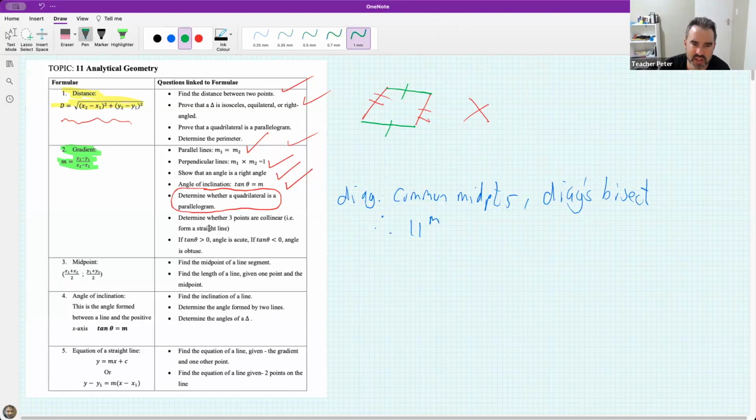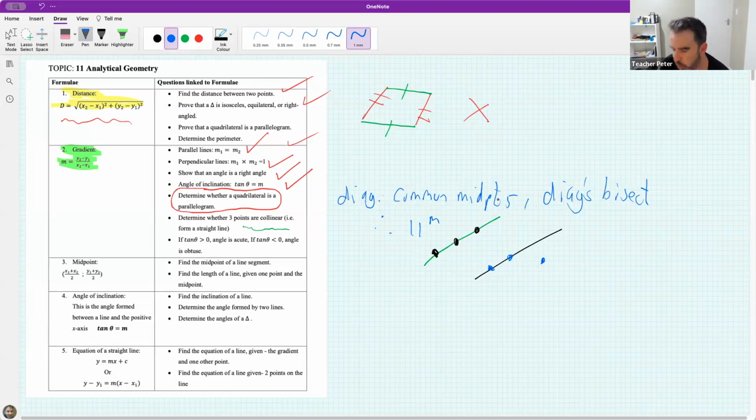We also, if there's time, talk about what it means for something to be collinear. So collinear just means that 3 points are collinear if they are on the same straight line. Whereas if I talk about these 3 points, they are not collinear because the 3 points are not on the same line. So collinear just means on the same line.